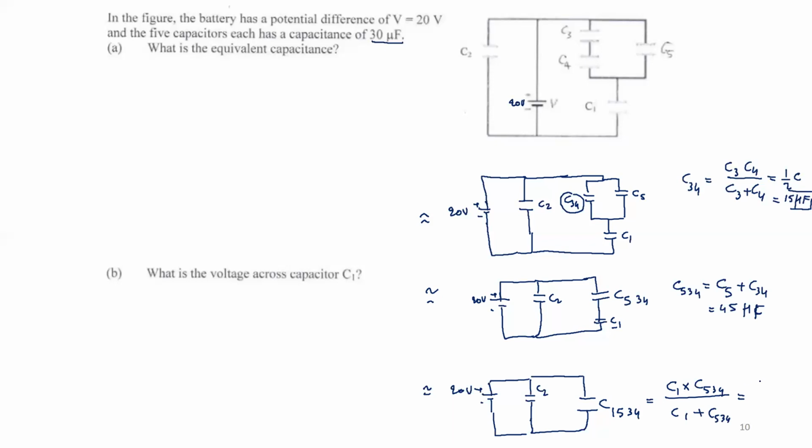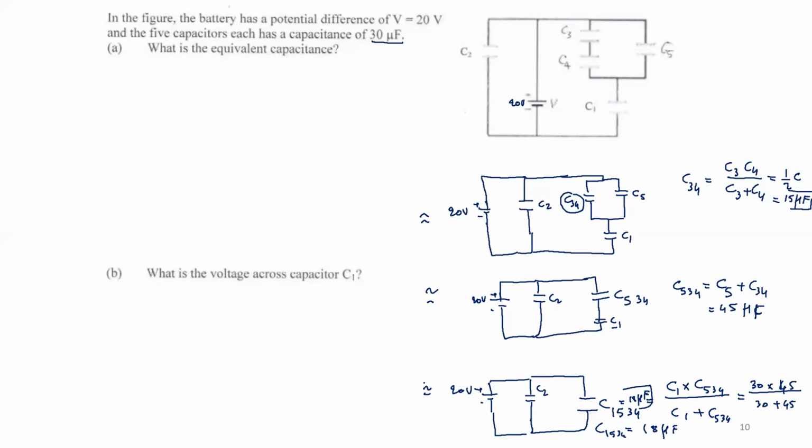Okay, what is it? C1 is 30, times 15, times 45 divided by 30 plus 45. How much do you get? I get 18. So this is just 18 microfarad. Okay. C1534 is 18 microfarad.